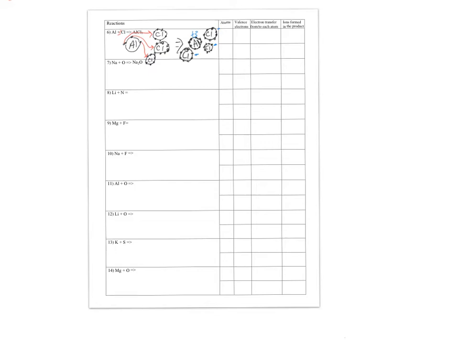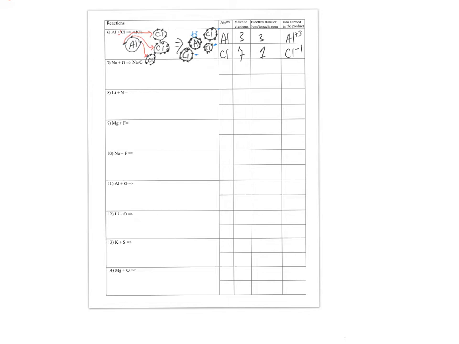And if you had to fill in the chart, again, you'd say it was aluminum and chlorine, and the valence electrons for aluminum are 3, chlorine 7. Electrons transferred is 3 for the aluminum, 1 for each chlorine atom. The ions formed in the product are Al +3, and the chlorine is Cl -1. And you can go ahead and do that with all of these.